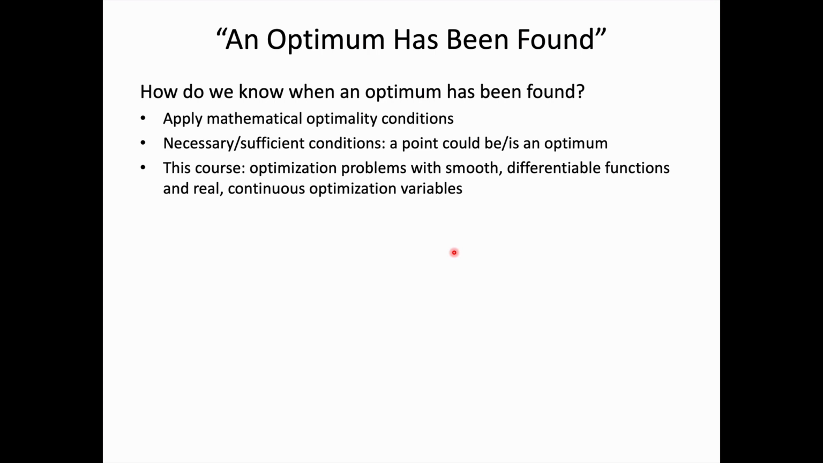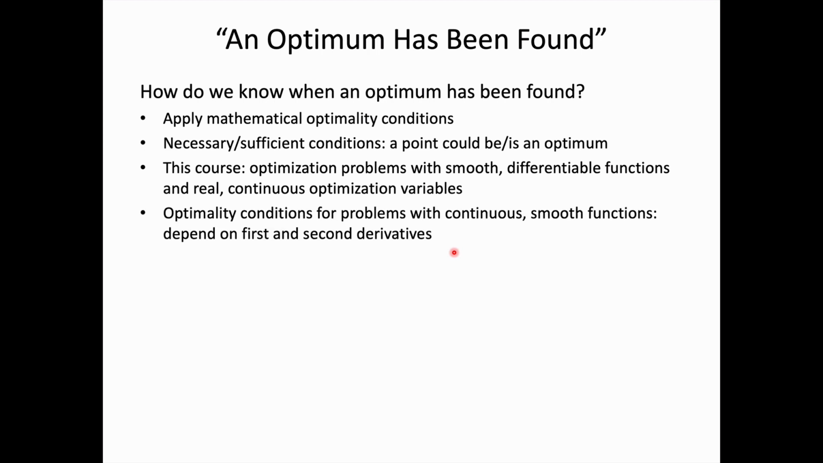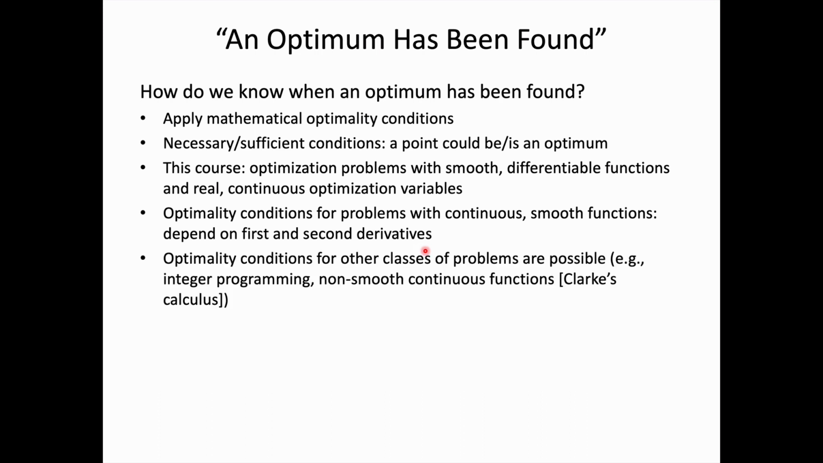And in this course, as I've mentioned, we're focusing on problems that have continuous functions that are smooth, differentiable, and real continuous optimization variables. For this class of problems, the optimality conditions depend on the first and second derivatives of our functions. There are other classes of problems that do have optimality conditions that can be derived, including integer programming, at least certain classes of integer programs.